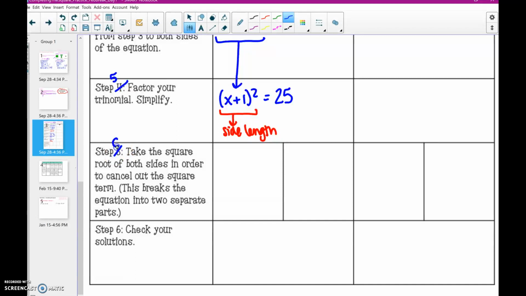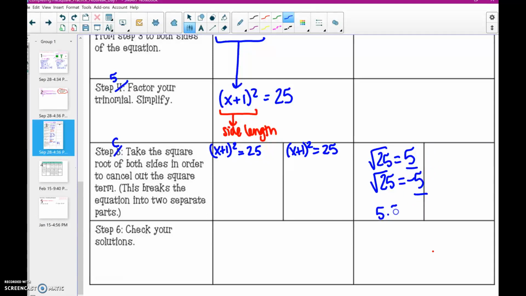Step 6, take the square root of both sides in order to cancel out the squared term. This breaks the equation into two separate parts. So let's just write the same equation twice, and I'll explain the two separate parts thing. So we have x plus 1 squared equals 25, and x plus 1 squared equals 25. So way back in 8th grade, way back, 1 year ago, square root of 25, they said was 5, because you knew 5 times 5 made 25. But there's another square root of 25. It's negative 5. So the square root of 25 could be 5 or negative 5.